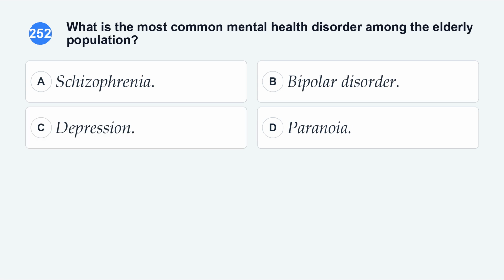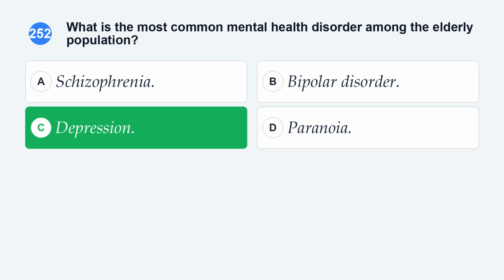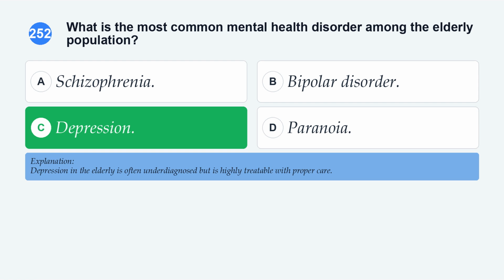Question 252. What is the most common mental health disorder among the elderly population? Option A, schizophrenia. Option B, bipolar disorder. Option C, depression. Option D, paranoia. The correct answer is option C, depression. Explanation. Depression in the elderly is often underdiagnosed but is highly treatable with proper care.